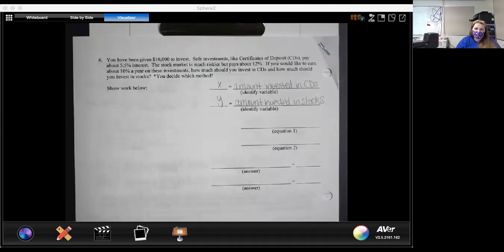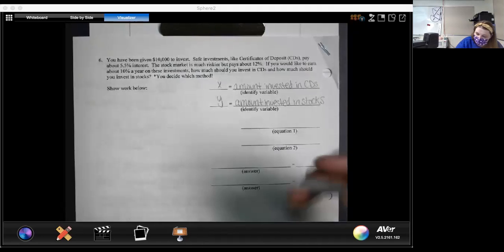Okay, so we have amount invested in CDs and amount invested in stocks. Similar to the last one, we're going to need to talk about how much we have and the percentage of what we have. So what would be my first equation if it was based on how much we had? Good, X plus Y equals 10,000.